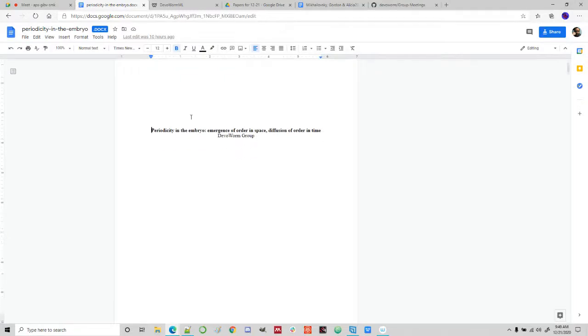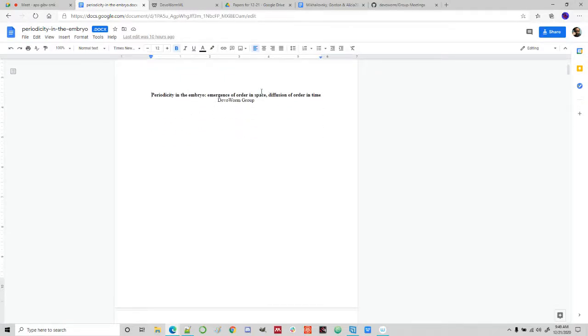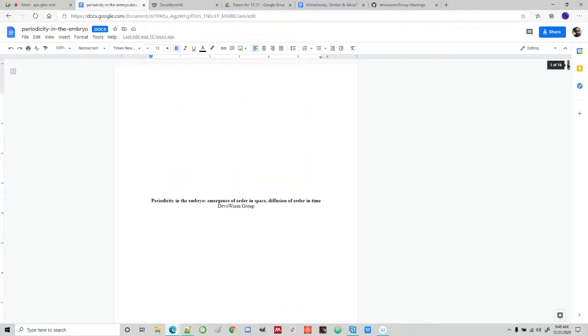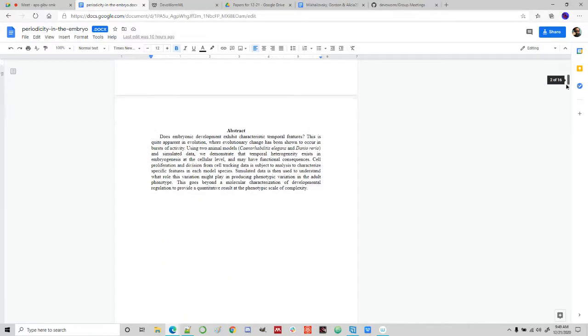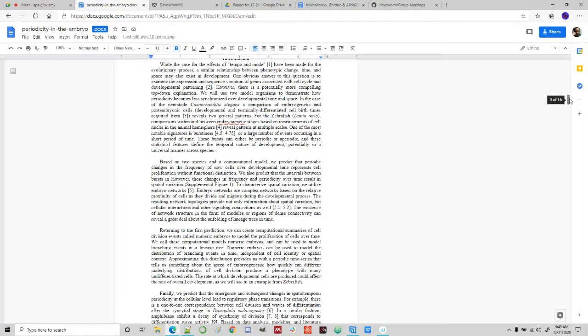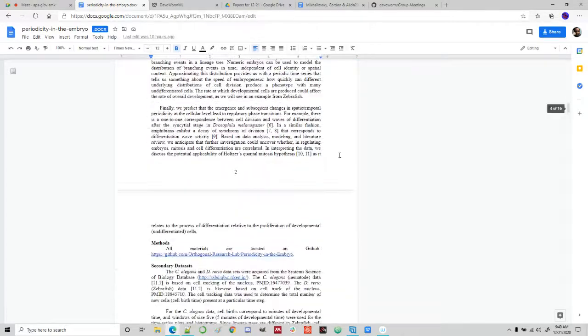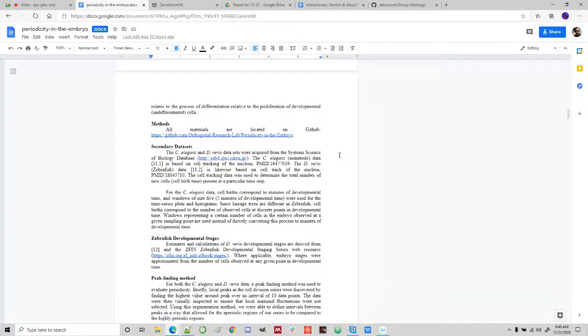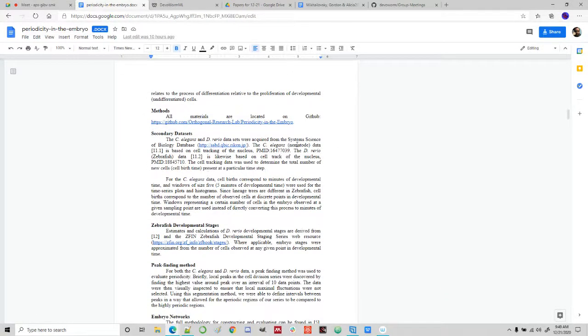Next paper is the periodicity in the embryo. This is something that is going to be due soon. I've made a lot of progress on it, the abstract, the introduction. Again, this is the paper where there's an argument being made that there's this tempo and mode in development, that you can look at development as having this mode of cell division and cell differentiation.